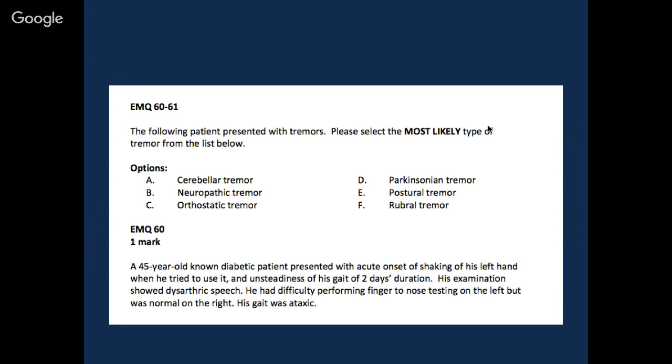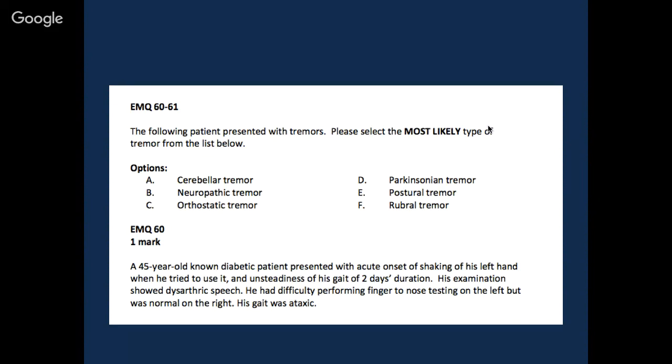Why am I doing this? Because cerebellar tremor isn't really a tremor. You go and you miss the target and you go back and forth. It's not a tremor. A tremor is the same oscillation back and forth. Annoys me a little bit, but that's what the answer was looking for. Cerebellar tremor is the answer here. Why? He tries to use it, so it's an intention tremor.